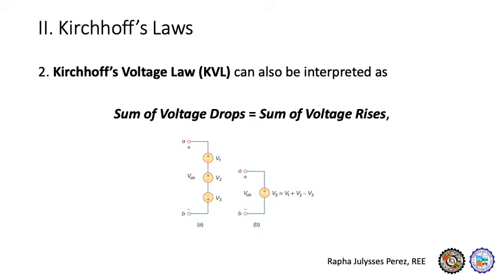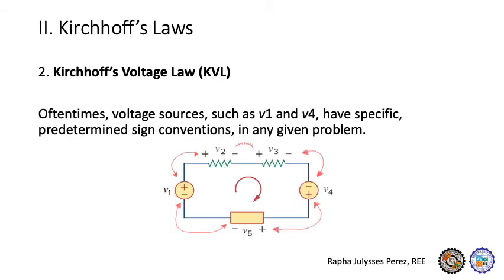Like in this particular diagram, voltages 1 and 2 would sum up, while voltage V3 would reduce the sum of our voltages. We also need to remember this because KVL is a bit trickier than KCL. Oftentimes, voltage sources, such as V1 and V4 in this particular example, have specific predetermined sign conventions because they are voltage sources. And that is true in most problems.